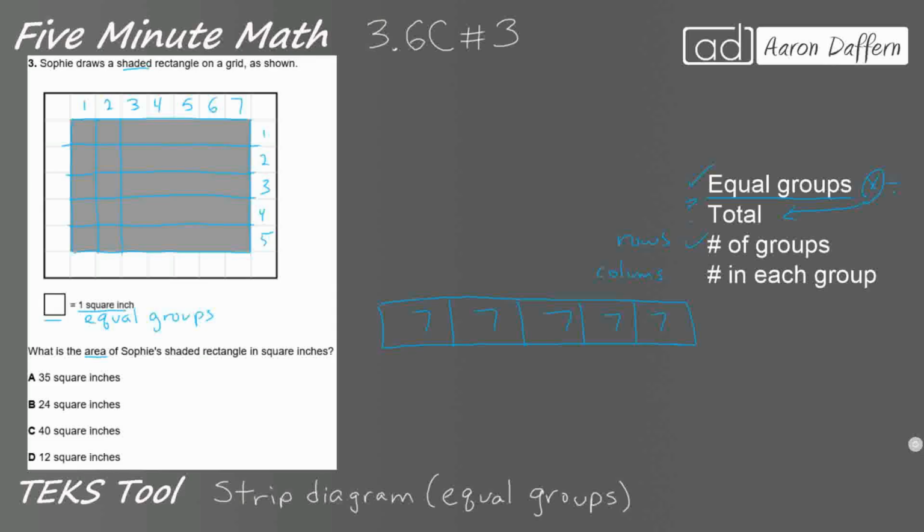And once we have this, if we really wanted to, you can literally count every single square. Now that's a lot of squares. So there's obviously some faster ways to do that. Let's finish our strip diagram. I've got 5 rows of 7 columns. I've got 5 groups of 7. And so I'm going to put my total unknown down here, and that's my area. That's what I'm looking for.